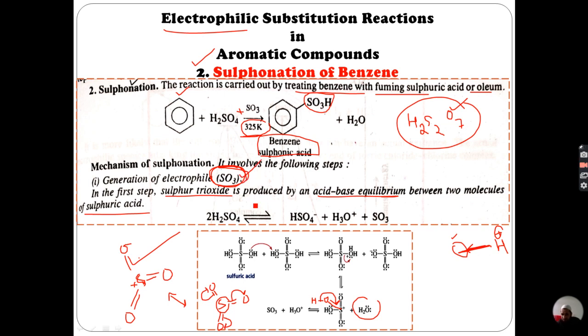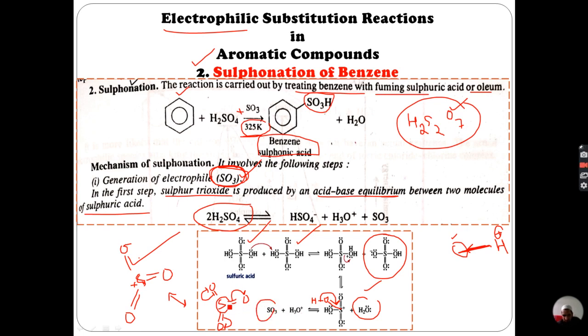Now electrophile SO3 is electron deficient. How is it generated? It is generated by the acid-base reaction between two sulfuric acid molecules. One acts as acid, one as a base. Look here, this one donates a proton. Here it becomes HSO4 negative. So this acts as acid, this acts as base. So once this is formed, then what happens here? H2O is removed, then you get this molecule which finally generates the electrophile.